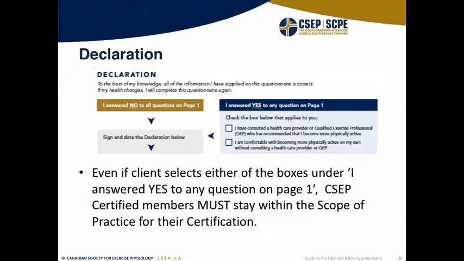Or if the client is higher risk because you learned that from the medical history that you chart, you should then refer them to the appropriate CEP. So just make sure that you are still working within your own certification and your own knowledge, skills, and abilities.